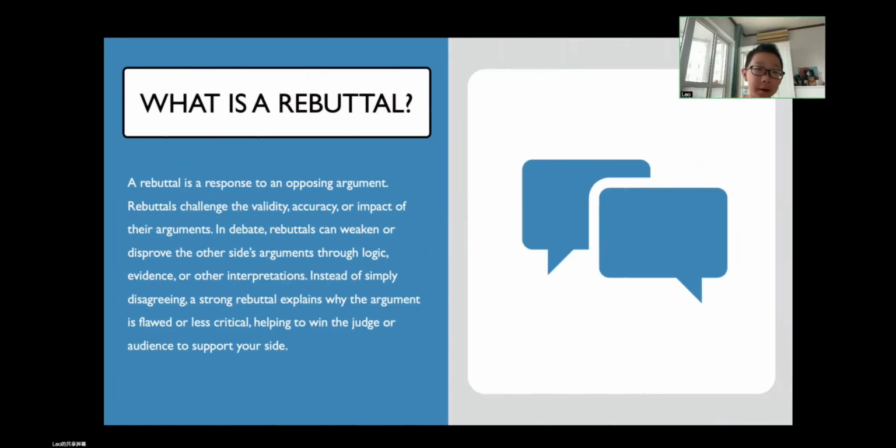Okay, so now we're talking about what is a rebuttal. Now, I think we went over this in lecture 1, but this is a more in-depth explanation. So, a rebuttal is a response to any opposing argument. They challenge the validity, accuracy, or impact of their arguments. So, rebuttals can severely weaken the opponent's case, because this is where you get to respond to your opponent's arguments. So this is why a rebuttal is very important.